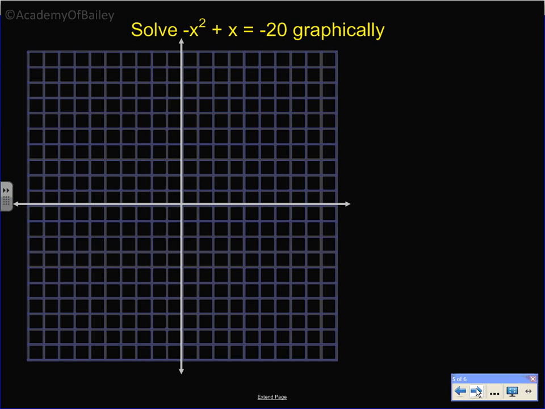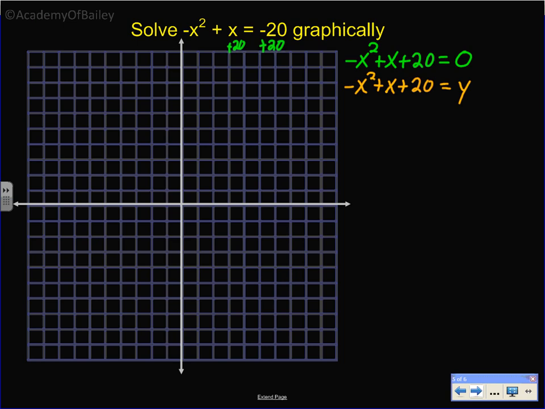Well, if we look at what we have to do, we have to get this set equal to 0, so we're going to add 20 to both sides. So we're going to have negative x squared plus x plus 20 is equal to 0. Now we need to graph the function that is the same, but instead we're going to put y in for 0. So let's go ahead and do this.